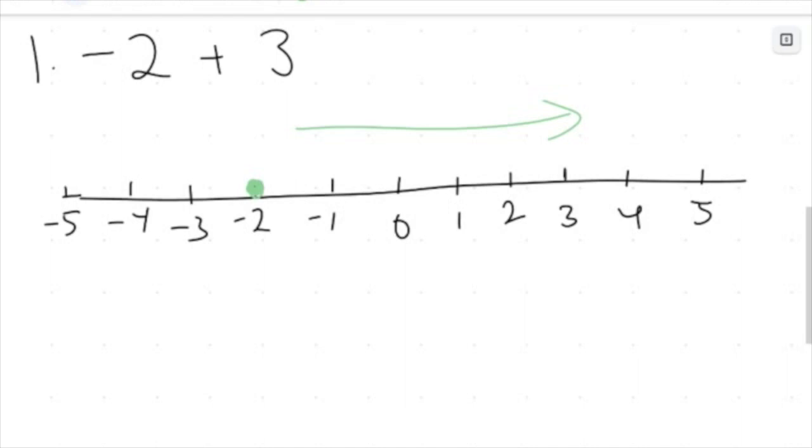So this right-hand direction is the direction for adding, for making our number bigger. Now I'm adding 3 to this, so I'm going to move 1, 2, 3 spots to the right. And that's all I have to do.